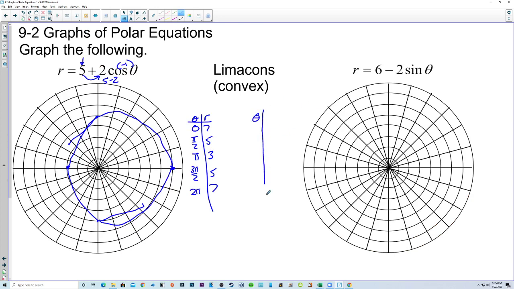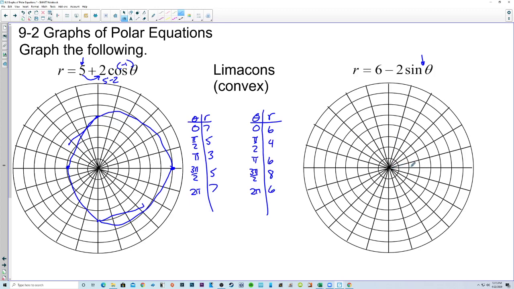And what you notice about this process, it's the same thing over and over again, especially on this first day where all of the coefficients are 1 there. So 1 half, 2 halves, 3 halves, 4 halves. So we plug 0 in. Sine of 0 is 0, so we get 6. Pi over 2 is 1, so that's 4. Pi is 0, so we got 6. 3 pi over 2 is negative 1, so that's 8. And then 2 pi is 0, so we got 6.